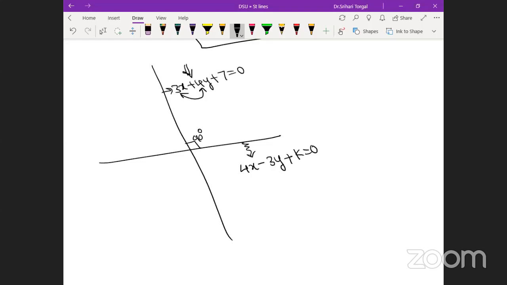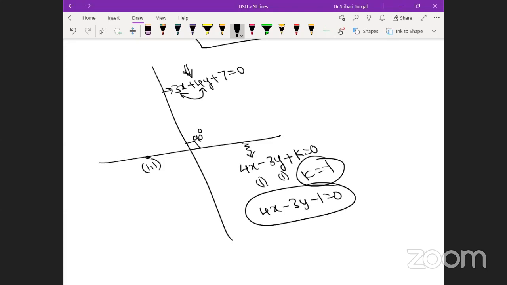Now, they will give a point on this perpendicular line. Let me take (1,1) only. The k value comes out as -1. Right? So the equation is 4x - 3y - 1 = 0, which is the required line.